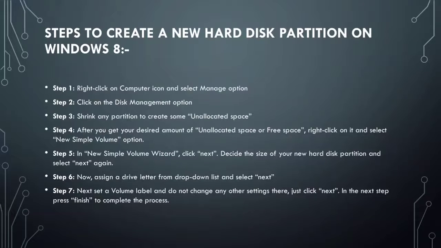Step 4, after you get your desired amount of unallocated space or free space, right click and select the New Simple Volume option. Step 5, in the New Simple Volume Wizard, click Next. Decide the size of your new hard disk partition and select Next again.